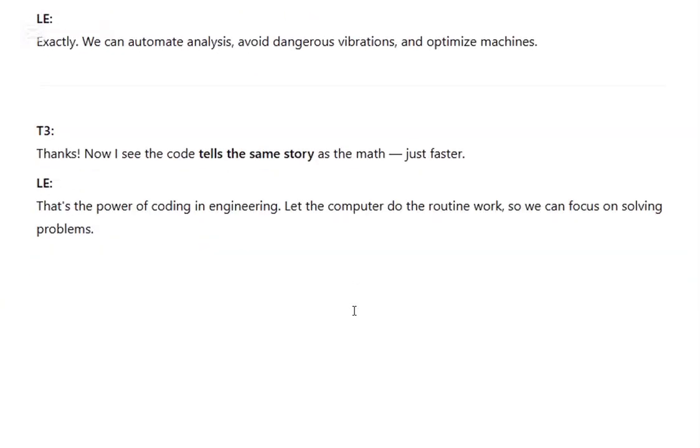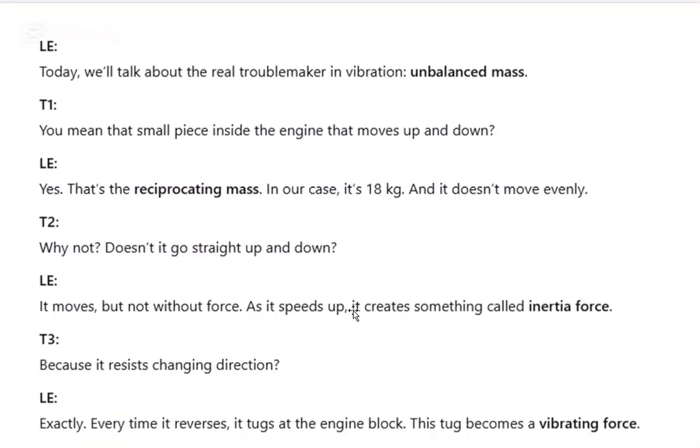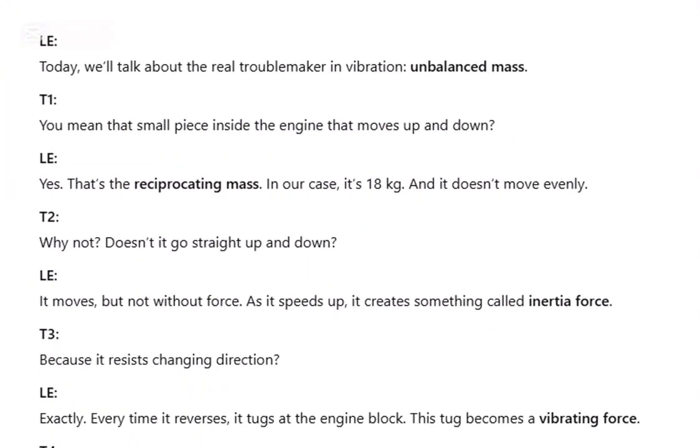So let's talk about the real troublemaker of vibration. That's unbalanced mass. Yes, you mean that small piece inside the engine that moves up and down? Yes, that's the reciprocating mass. In our case, 18 kg, and it doesn't move evenly.